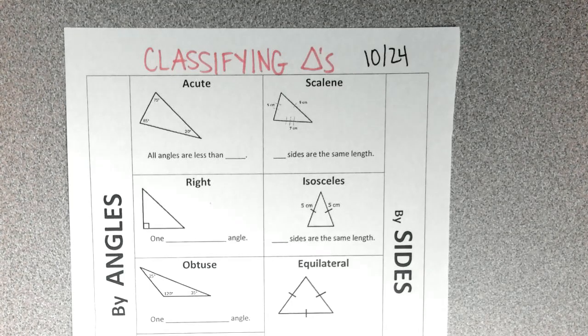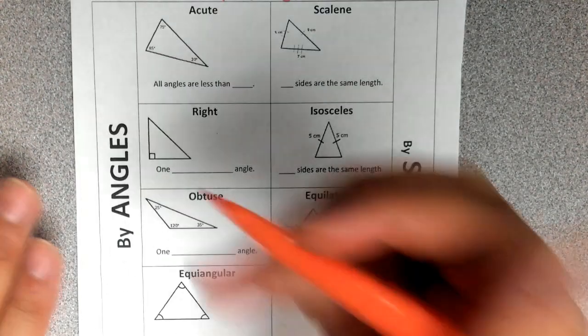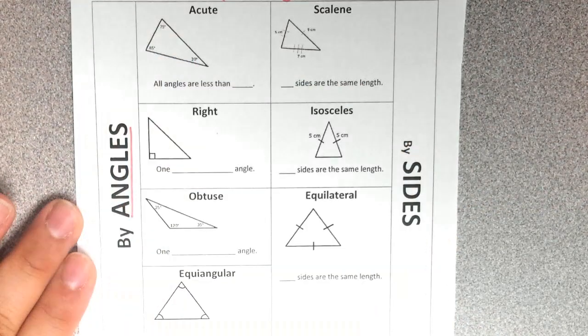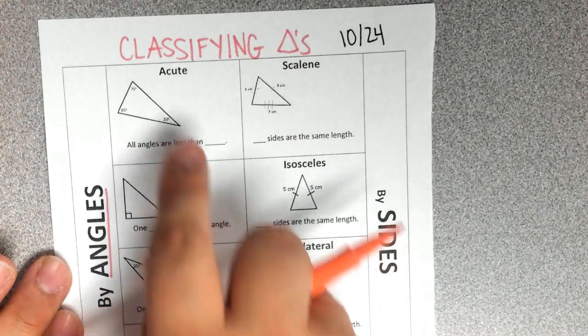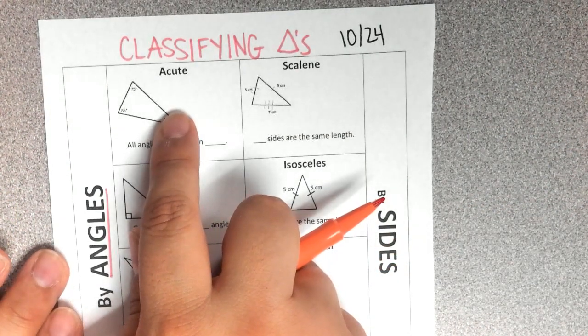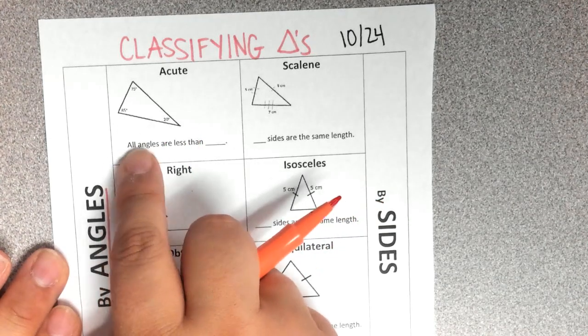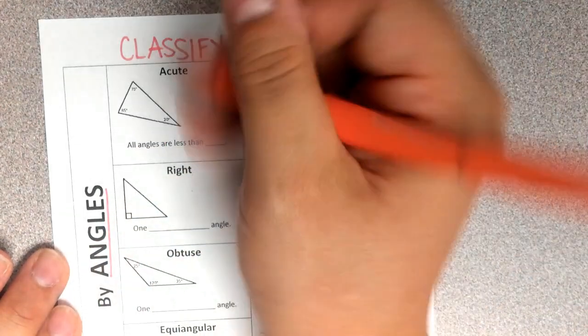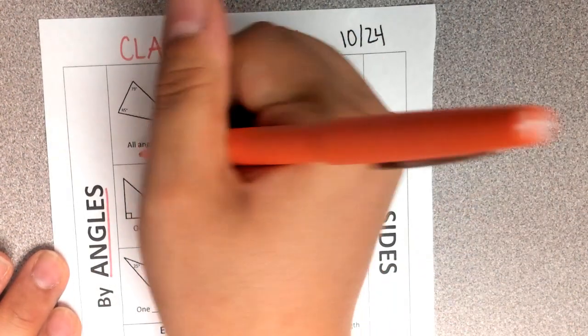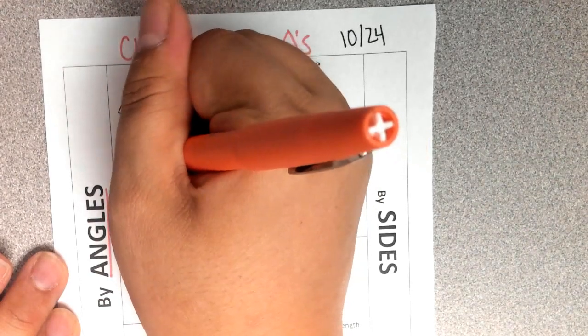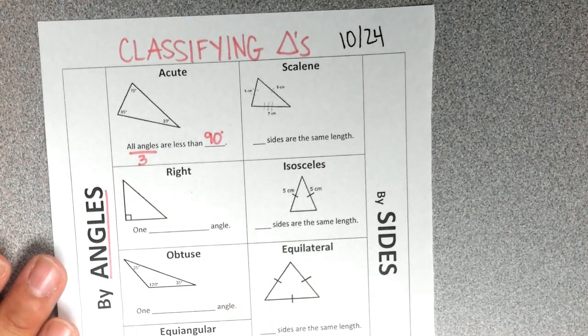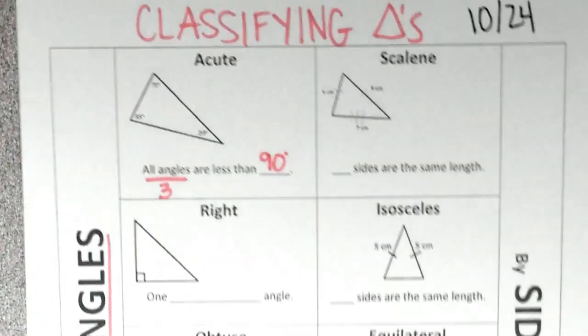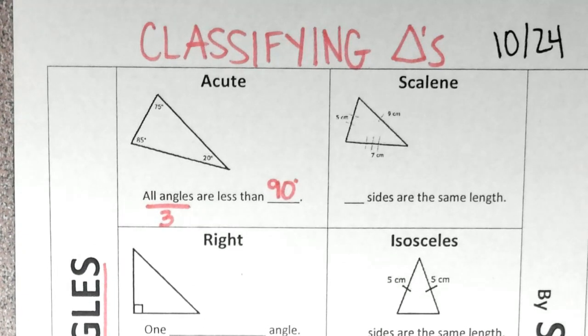Today we're going to classify triangles by two things. The first way you can classify is by angles. You have an acute triangle. What does an acute triangle have? All angles are less than 90 degrees. Can y'all write underneath that? All three angles must be less than 90 for it to be acute. I'm working my way down the paper now.